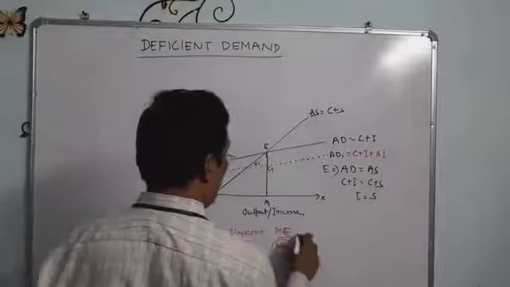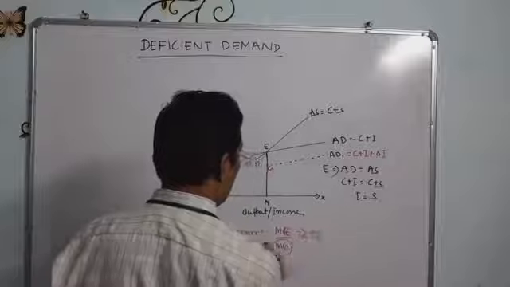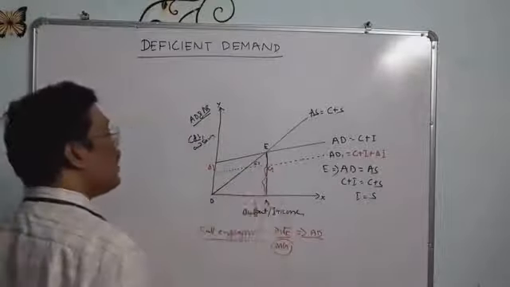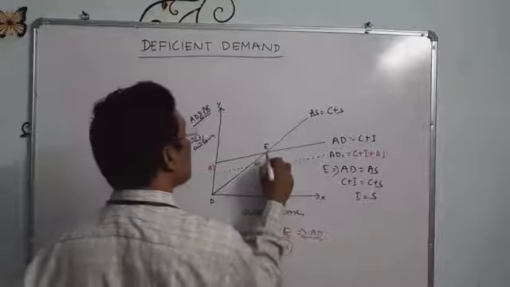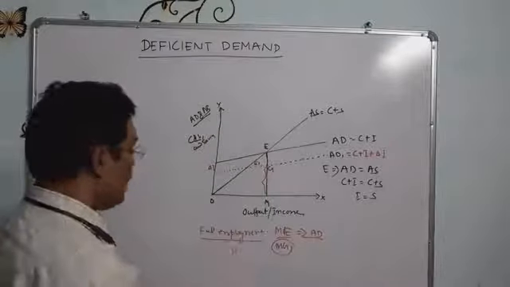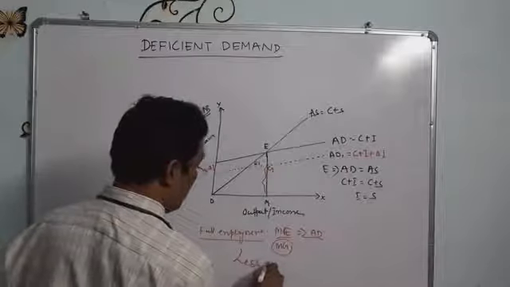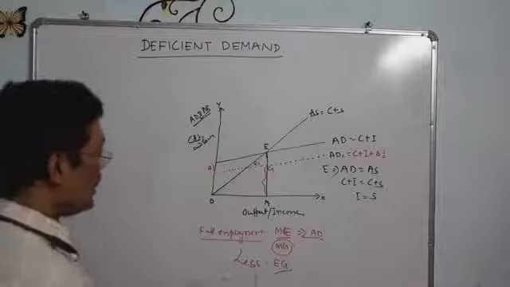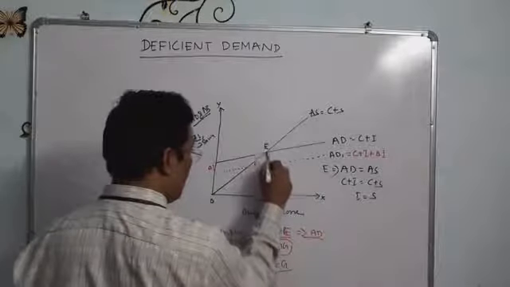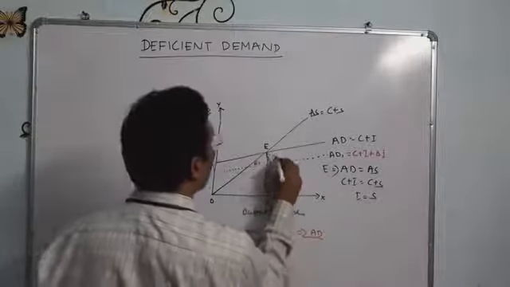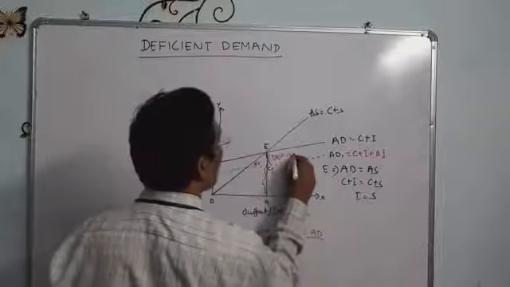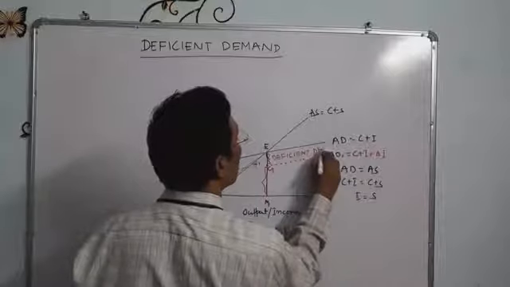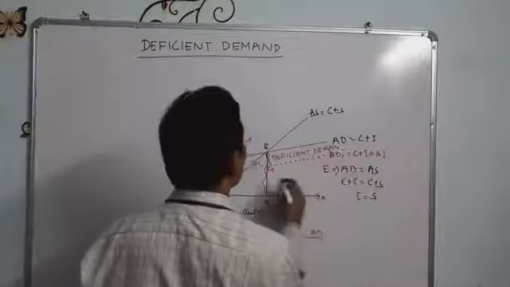In the full employment case, this is the aggregate demand. Now the demand is this much. How much is less? EG is less. So EG is less. This situation is to be called deficient demand.